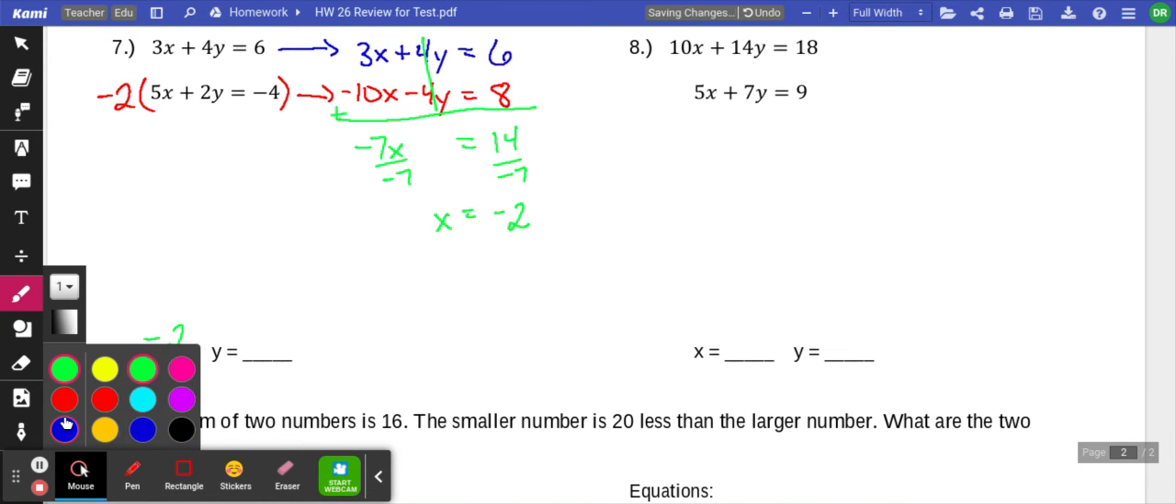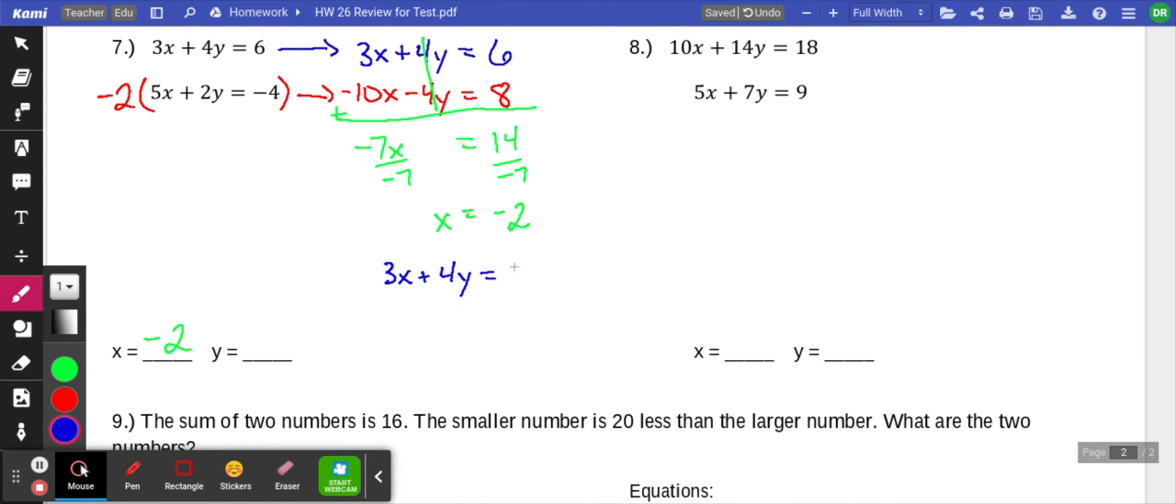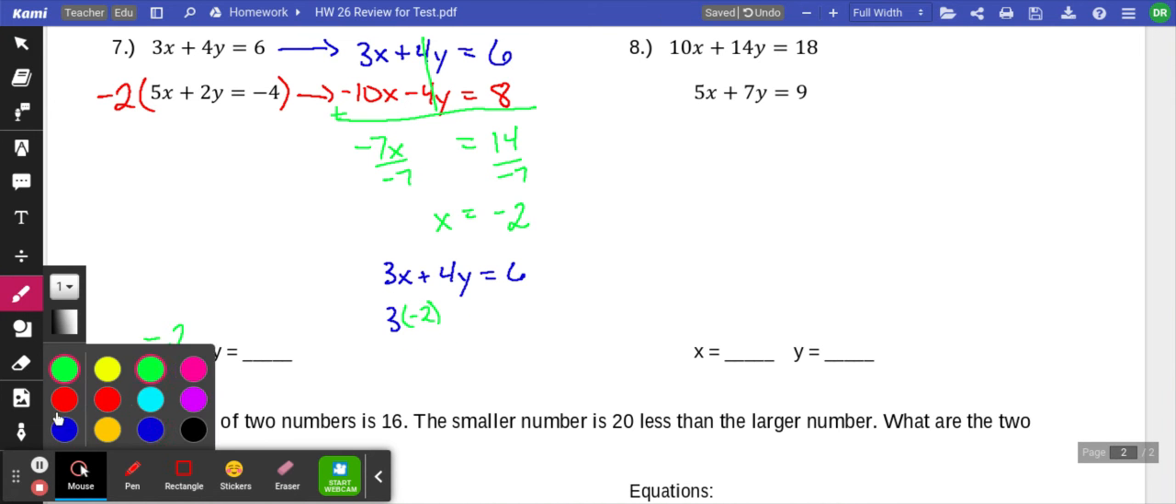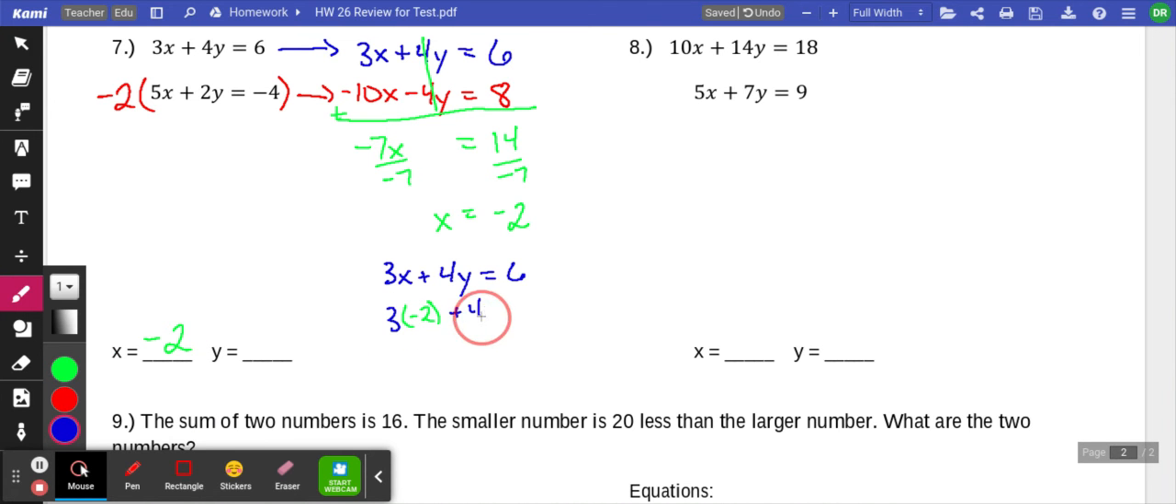Okay, and the same story over and over again. So far this assignment, to solve for y, all we have to do is substitute our x value into an equation. So let's use this negative 2 somewhere. If we take that first equation that says 3x plus 4y equals 6, we can replace the x with a negative 2 and solve from there. So this would be 3 times negative 2 plus 4y equals 6. That'll be negative 6 plus 4y equals 6.